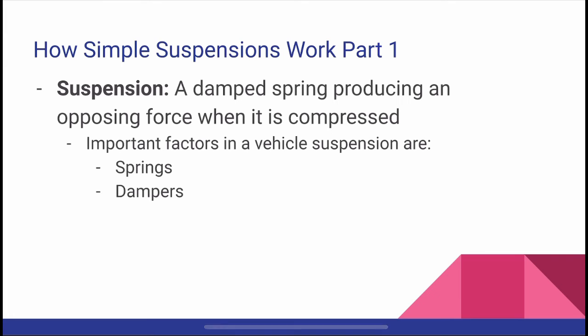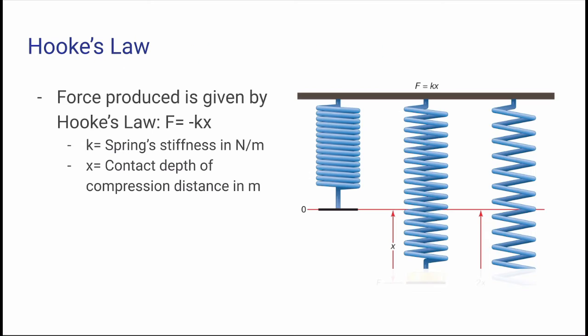So how the suspension works is the suspension of a car is a damped spring that produces an opposing force when it is compressed. The springs sustain the weight of the vehicle, and the dampers oppose the spring movement by dissipating their energy, which prevents them from bouncing without control.